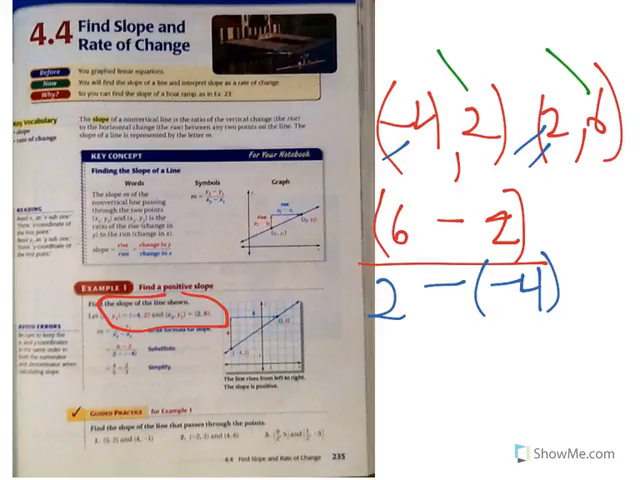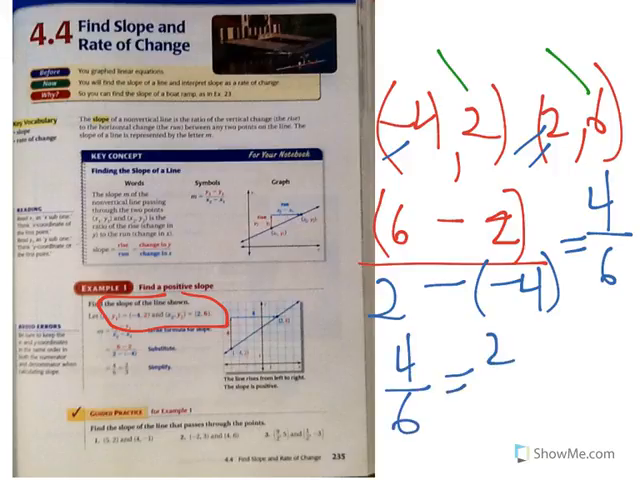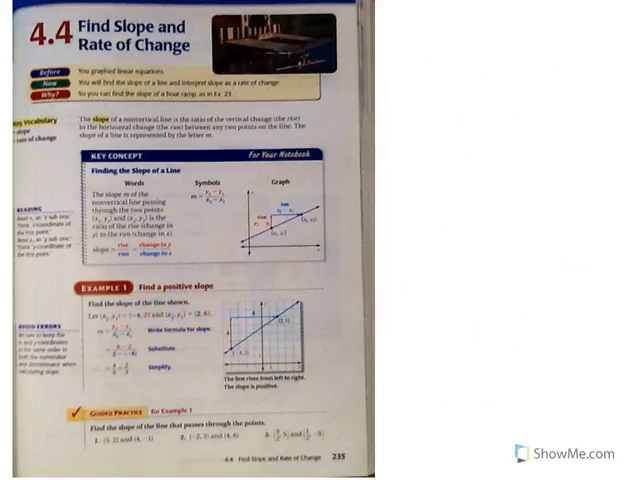So in that case, what you're going to end up with is 4 over 2 minus -4, which is the same as 2 plus positive 4. So 4 over 6. We can simplify 4 over 6 to 2 over 3. So that's going to be the slope.